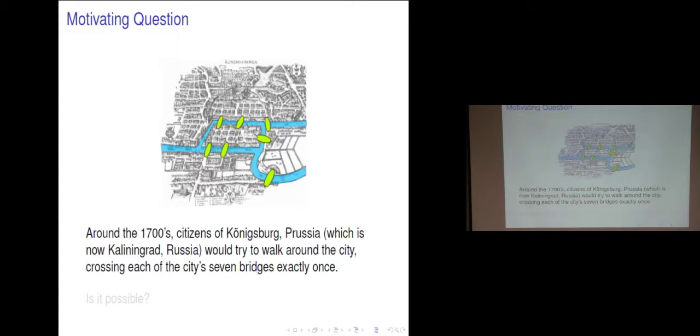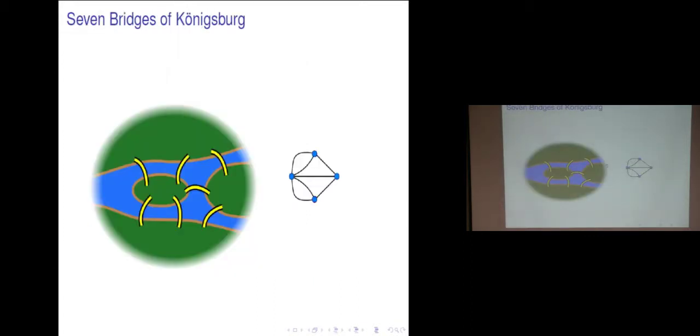So you start somewhere, and then you walk around. And then the question is, is it possible that you travel and pass each bridge exactly once? So that's the curious question, right? People from Königsberg did this. So the question is, is it possible? This is a real life question, and then somehow Euler, our next slides will show.